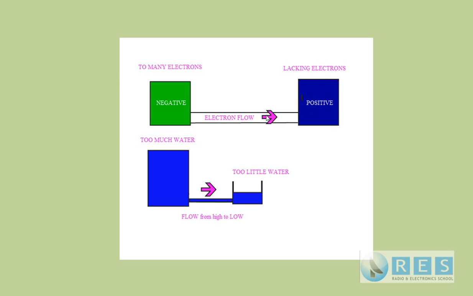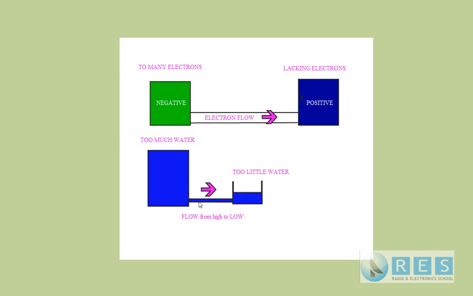Now if you're having a little bit of trouble visualizing that, visualize this instead. Imagine you had a tank of water, a very large tank of water, and a small tank, and you connected them together with a pipe. Then water would flow from the tank with the excess water, that's like being negative, through the pipe to the tank with the deficiency of water, that would be positive. This water example is exactly the same as electricity.